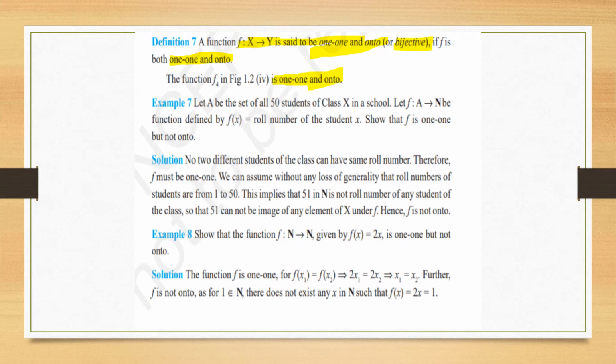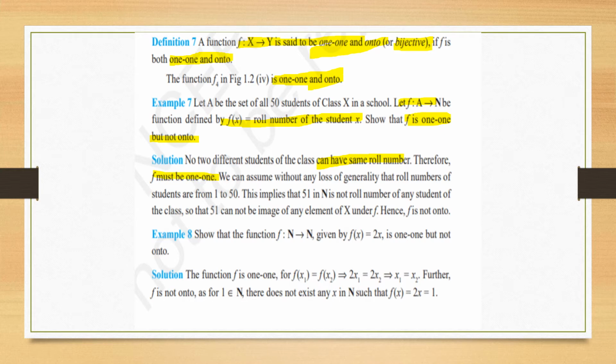So let us see an example. Let A be the set of all 50 students of class 10th in a school. f is a mapping from A to N defined by f(x) equal to the roll number of student x. Show that f is 1-1 but not onto. This is a simple example. No two different students of the class can have the same roll number, which means everyone will have a unique roll number. So this function will be 1-1.